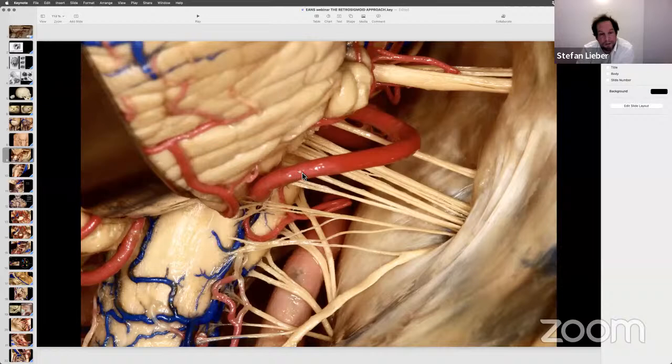Again, this is the olive. We have posterolateral and anterolateral emergence of the cranial nerves here. Some of the vasculature will be covered in a later slide.